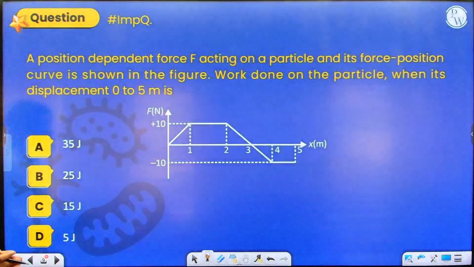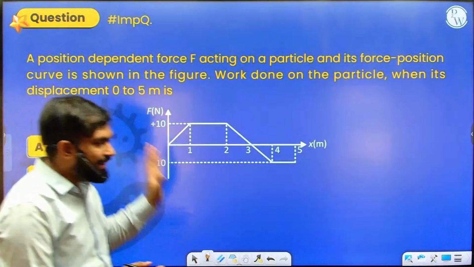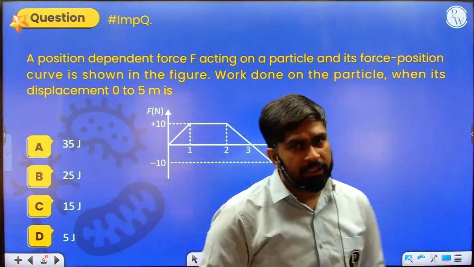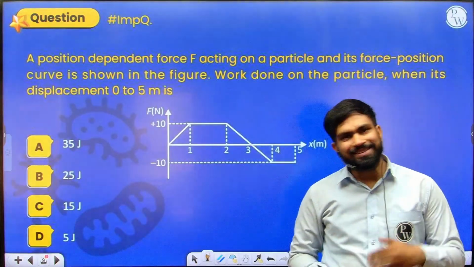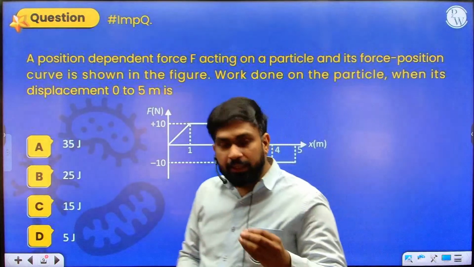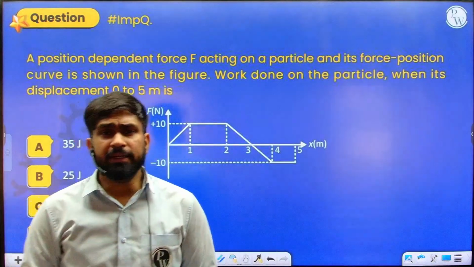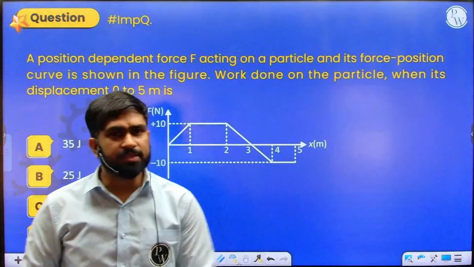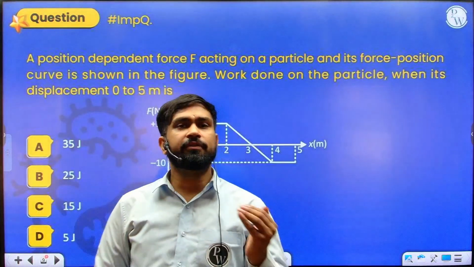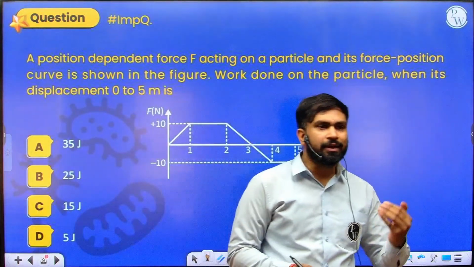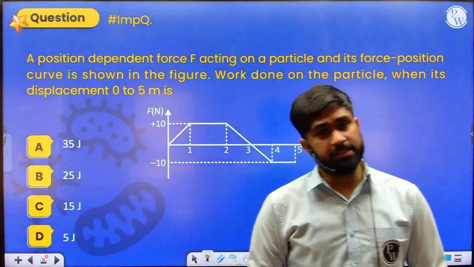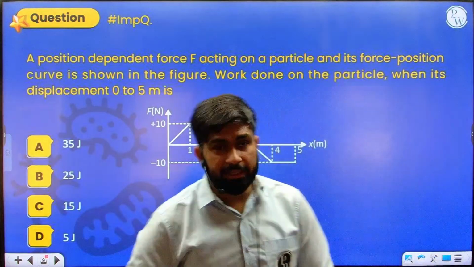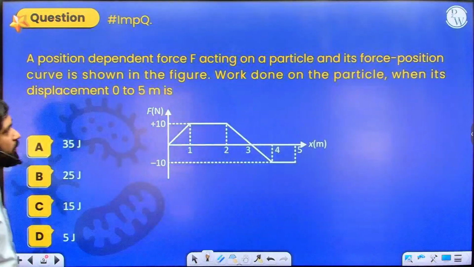The work slide, if you remember, I wrote 3 things: if the force is constant, then it is simply the dot product. If the force is variable, then it is the integration. And the last part was, if we have been given the graph of force versus displacement, then work done is simply the area under the graph. So that's what this problem asks.